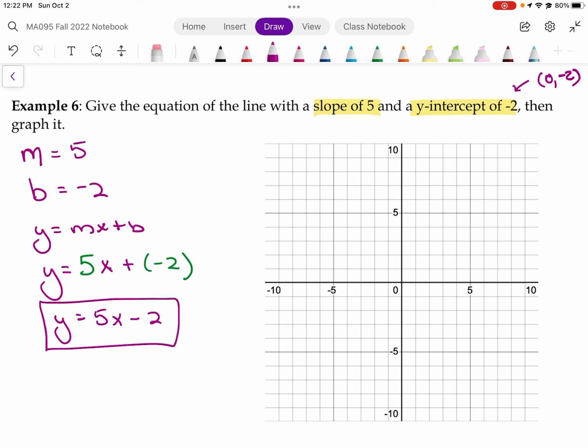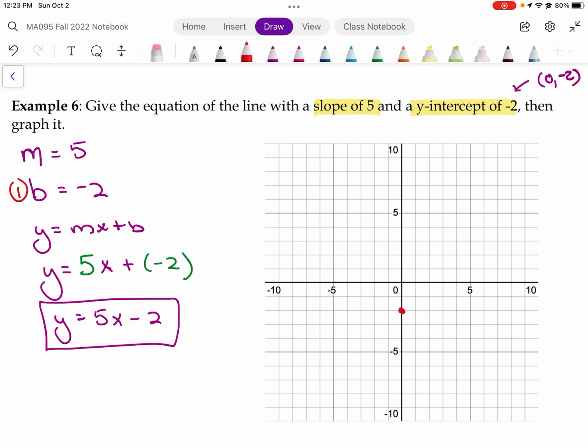It does not say in function notation. If it did, I'd have to say f(x) equals. So be careful, read the problem carefully. All right, so now we're going to graph it. So remember step 1. Step 1 is to graph the y-intercept. So that is going to be at negative 2 right there. And the slope is 5.